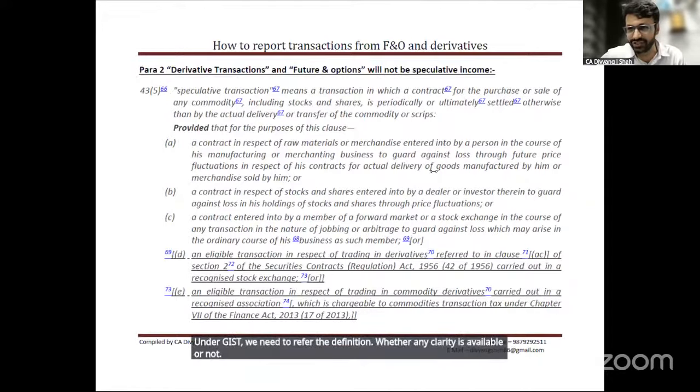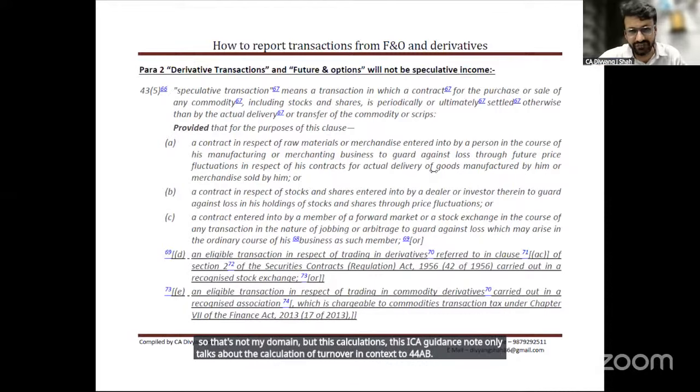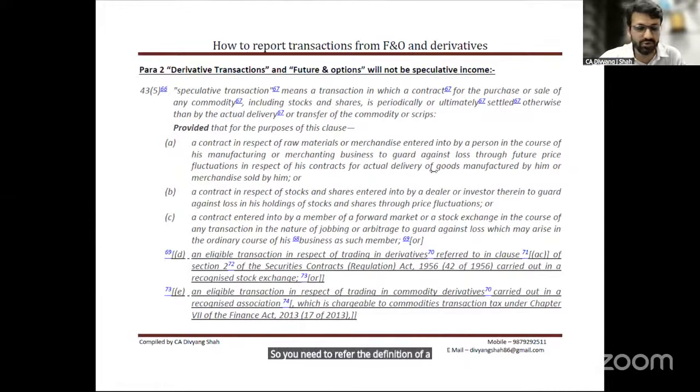So that we need to check first of all. That is in context of GST basically, so that's not my domain. This ICAI guidance note only talks about the calculation of turnover in context to 44AB. So you need to refer to the definition of turnover under GST law. If there is no clarity, we need to do some more research.